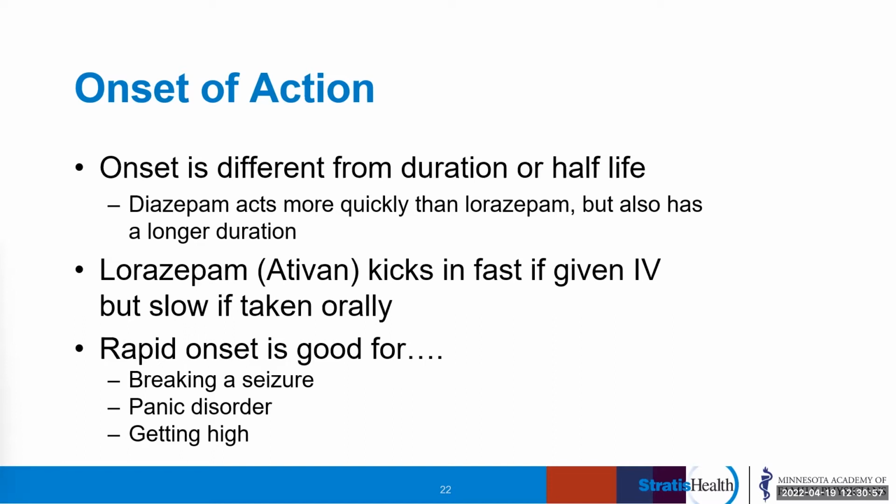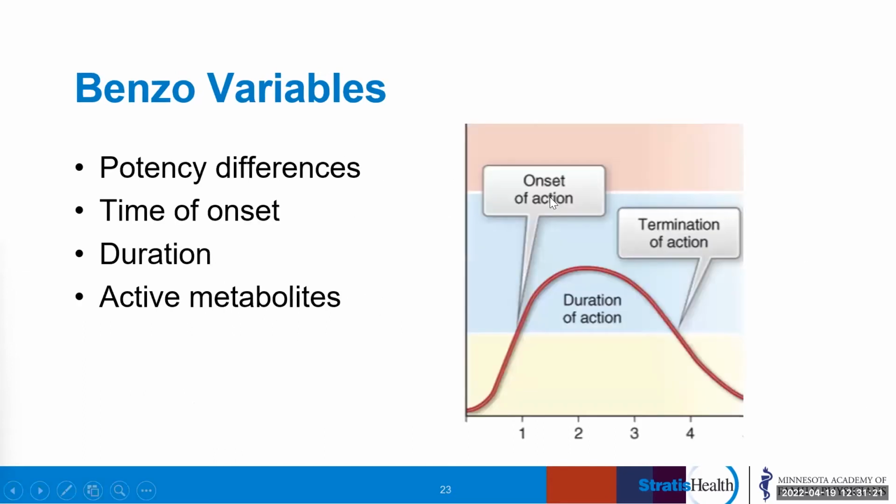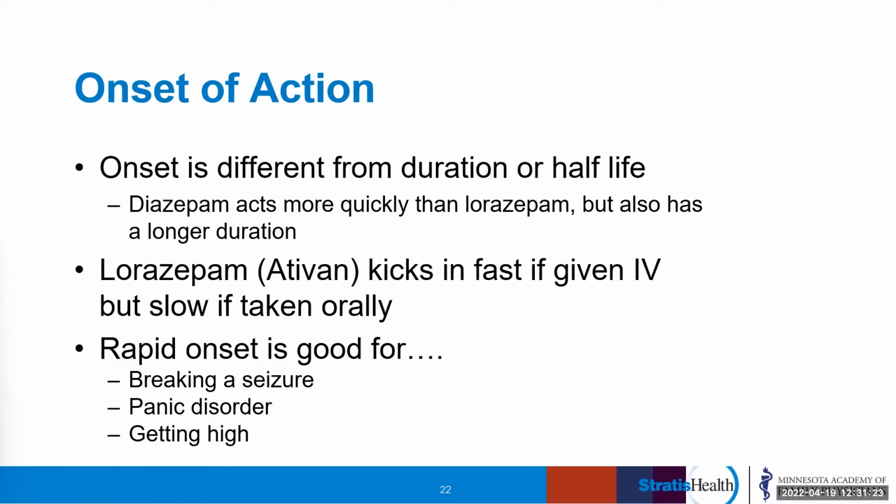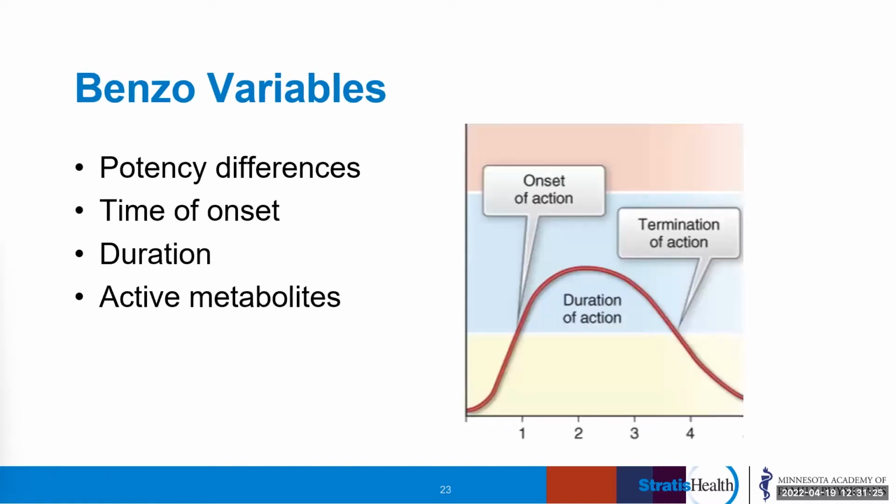Lorazepam, for instance, kicks in very fast if given IV, but if it's oral, it's much slower. So again, it's so important that we understand the drugs that we prescribe, because in my world, I will typically use these medications in very acute cases, like a death in the family or alcohol withdrawal or things like that. So, pick the right drug. Rapid onset, of course, is what we want for breaking a seizure and doing those things. All right, next slide.